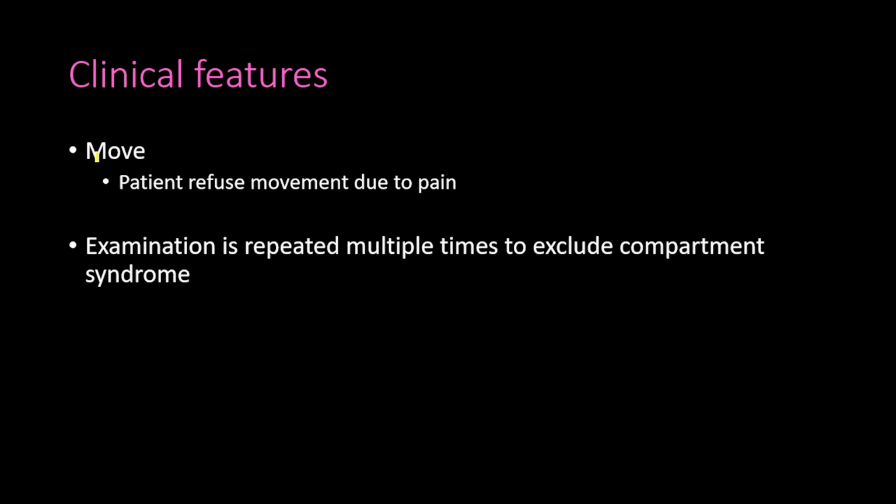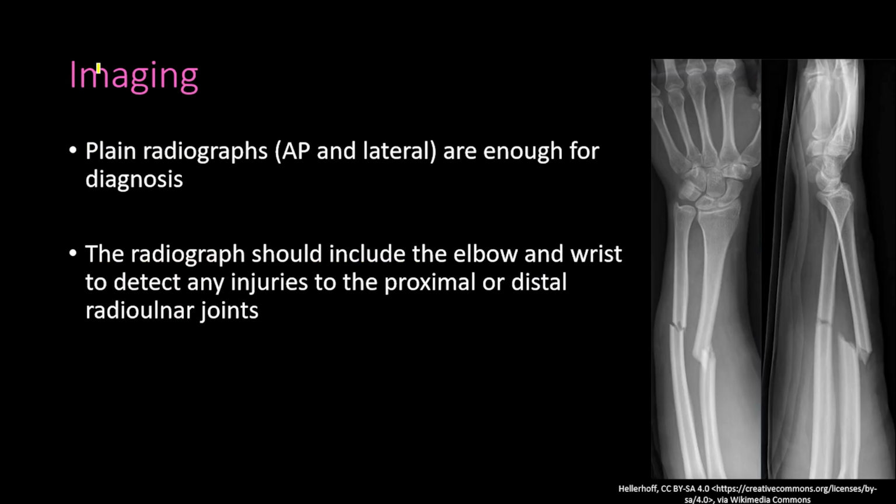And on moving, you ask the patient to move their limb, but they refuse movement because of the pain. And examination is repeated multiple times to exclude compartment syndrome. Now let's talk about the imaging. So imaging in these injuries is through plain radiographs, and those include the anterior-posterior and the lateral forearm radiographs, and those are enough for diagnosis.